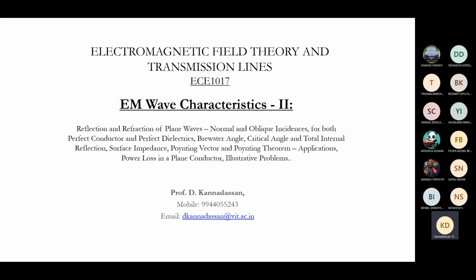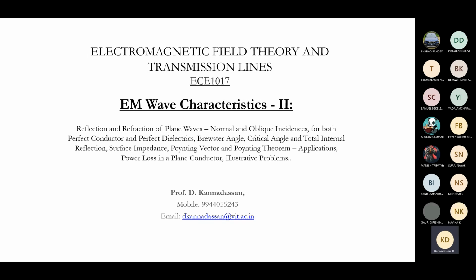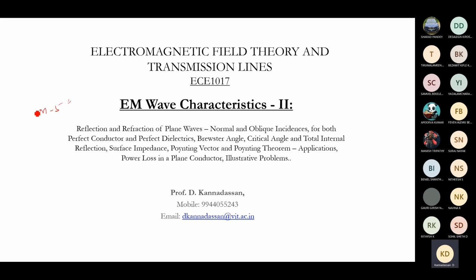And by solving Maxwell's equations, we have seen what waves can exist in different mediums. All of that we have discussed, and by the way, we have completed module 3 and module 4. This topic, electromagnetic wave characteristics 2, belongs to module 5. Module 5 looks big, but it is very simple.